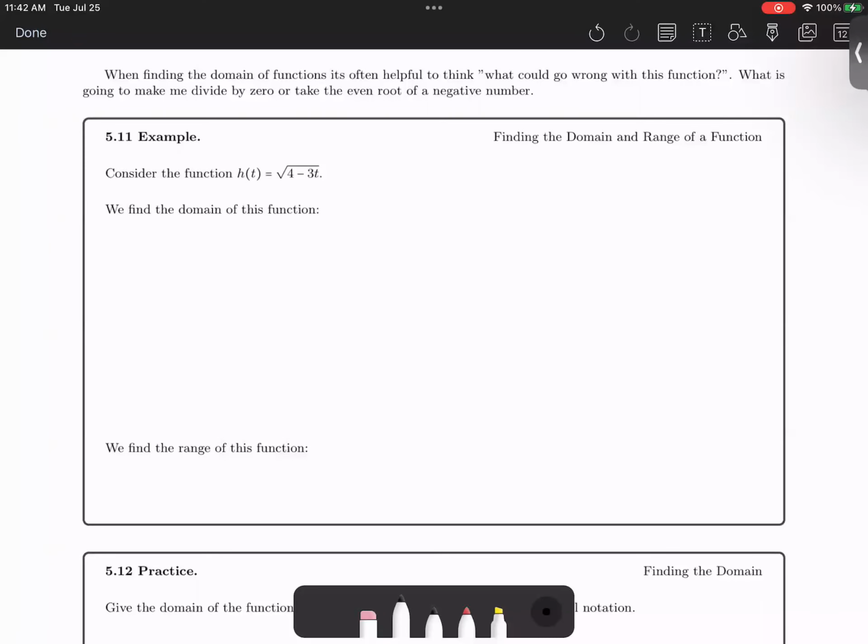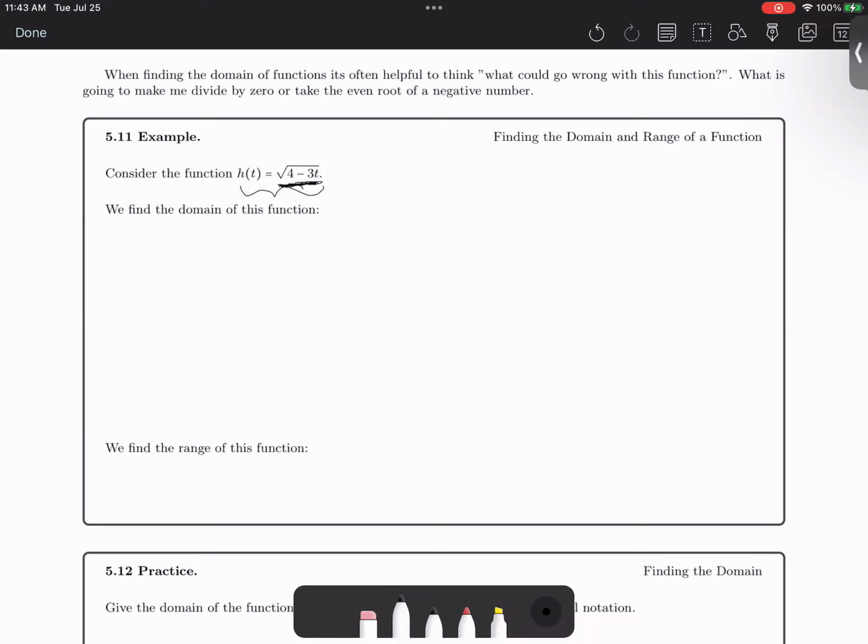Every function has a domain and a range, and studying the domain in particular of a function is very helpful. So let's consider the function h of t, which is defined by this expression. I'm going to take a t value, multiply it by -3, add 4 to it, and then take the square root of that. After I do all that, that's going to be the output of the h function. So h is going to do all of this to t.